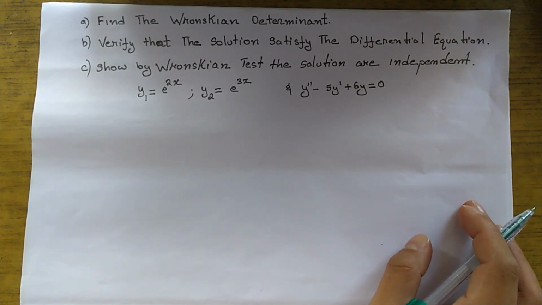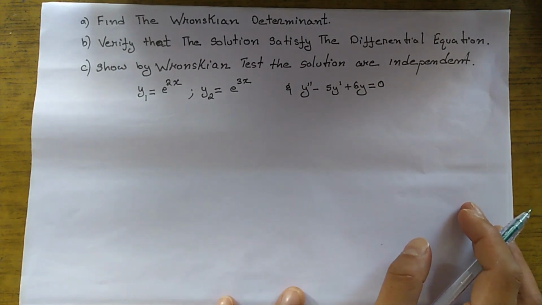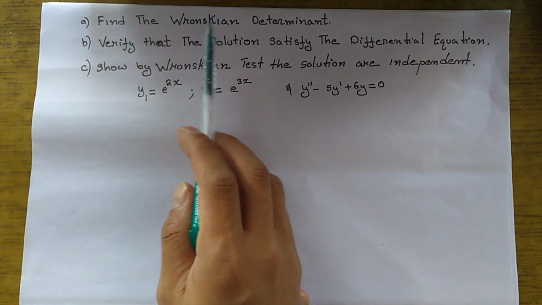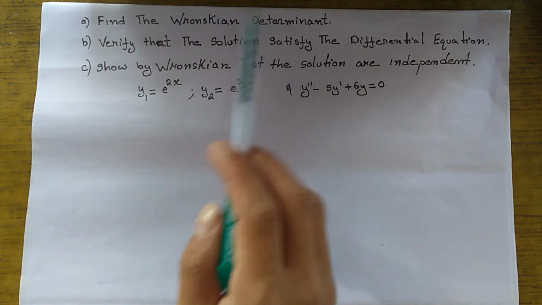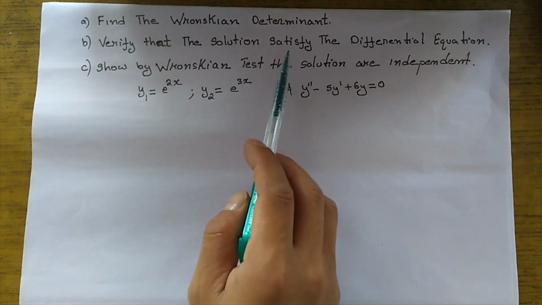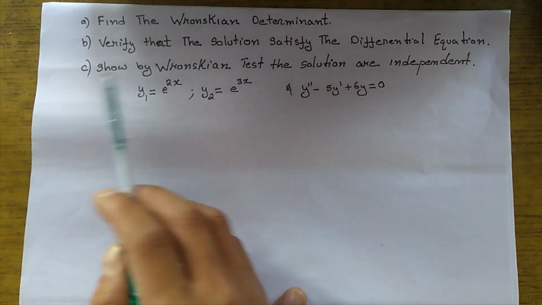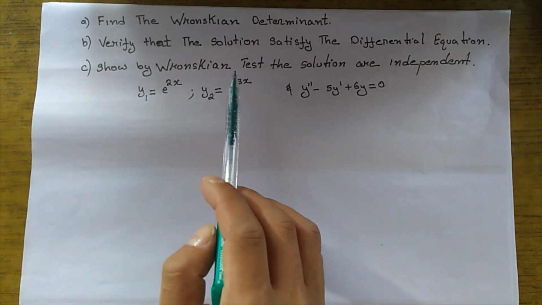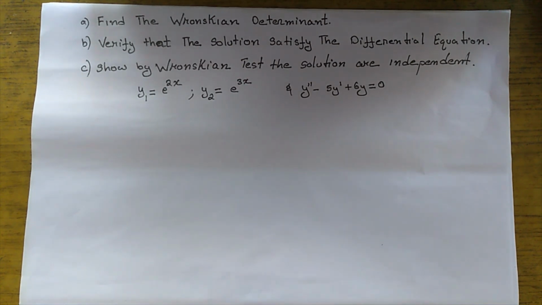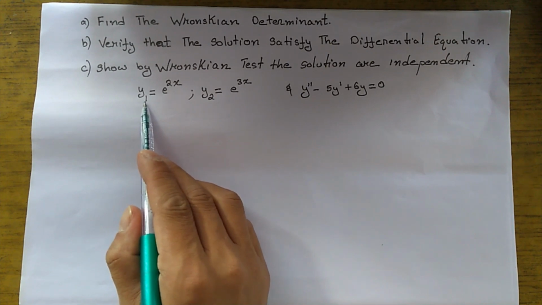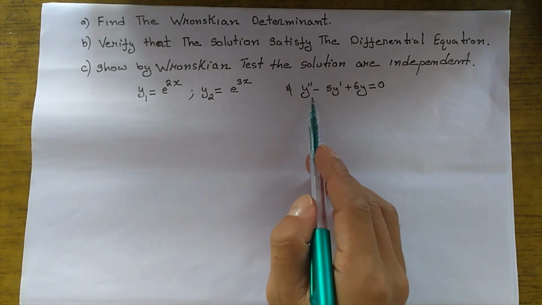In this case, we are going to do three things. First, we need to find the Wronskian determinant. Second, we need to verify that the solution satisfies the differential equation. And third, we need to show by the Wronskian test that the solutions are independent. So we already have the two functions y1 and y2, and this is a differential equation.